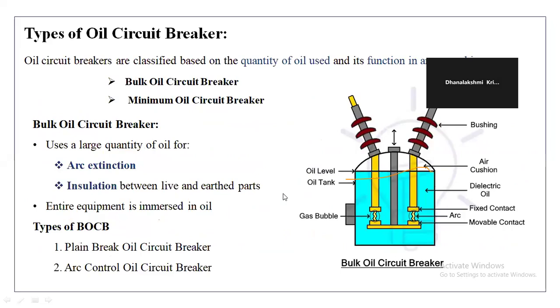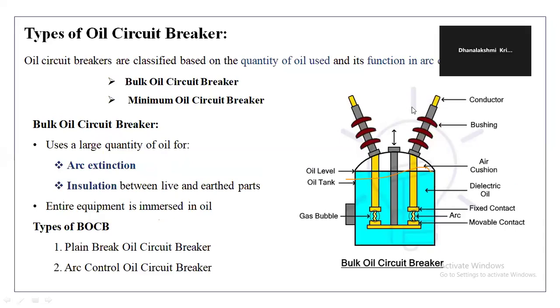So these are the types of circuit breakers. There are two types: bulk oil circuit breaker and minimum oil circuit breaker. The bulk oil circuit breaker uses a large quantity of oil. The oil has to serve two purposes. First, it extinguishes the arc during opening of the contact, and secondly, it insulates the current conducting parts from one another and from the earthed tank.